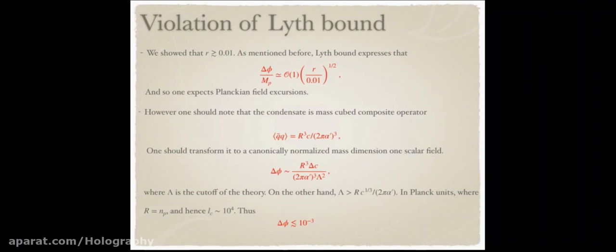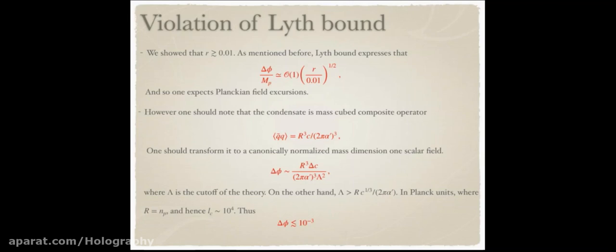So the model predicts r bigger than 100, and so naturally, as the Lyth bound implies, you would expect that the field excursion would be Planckian or super-Planckian. But one should note that the condensate that we are dealing with is a mass dimension 3 composite operator. In order to make it a single field, a mass dimension 1 operator, you have to divide it by some mass dimension parameter, which is just the cutoff of the theory, squared. So basically, you can see that the mass dimension 1 field excursion would be this and not this one, where big Lambda is the cutoff of the theory.